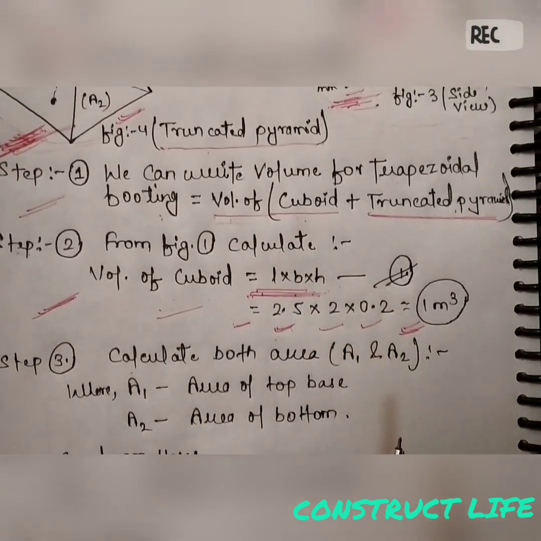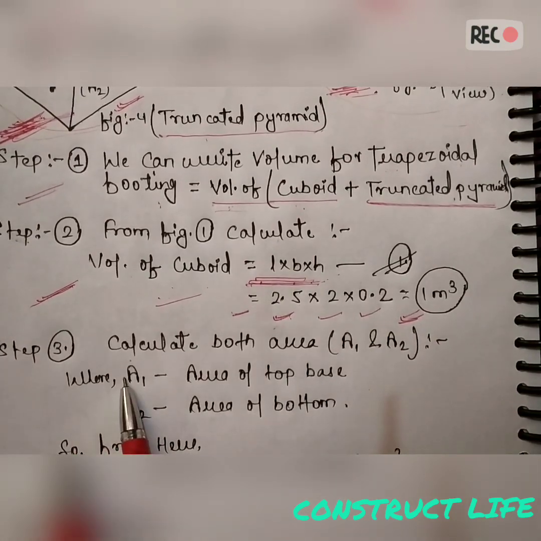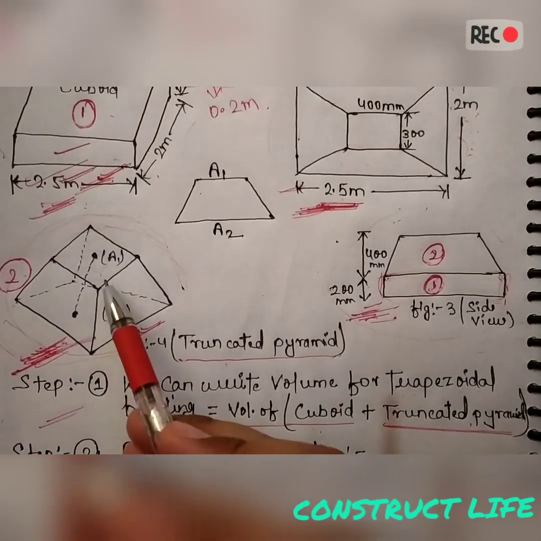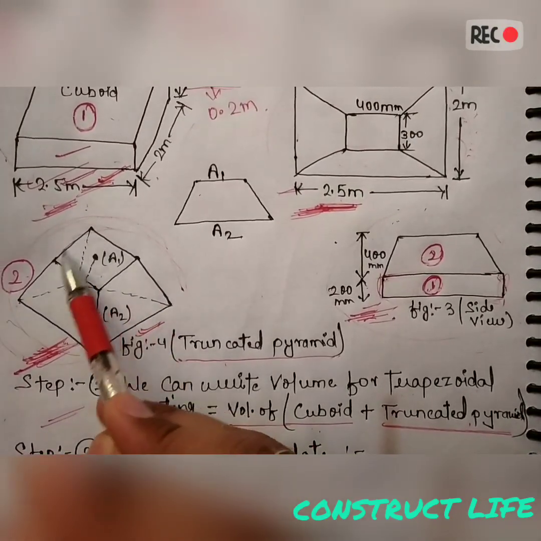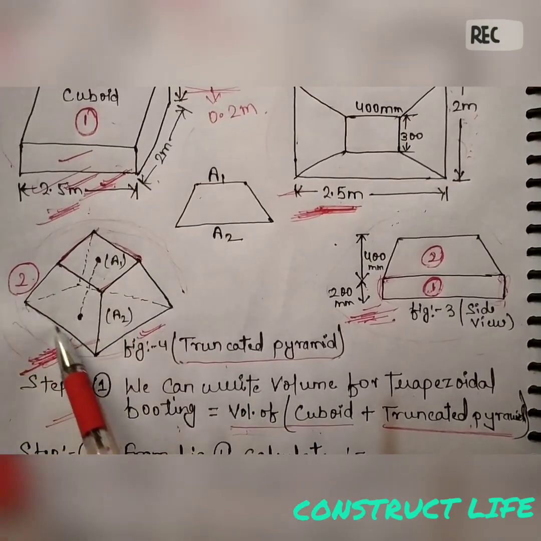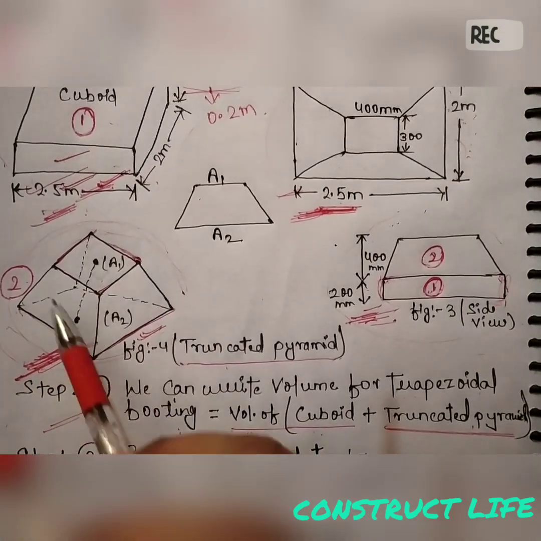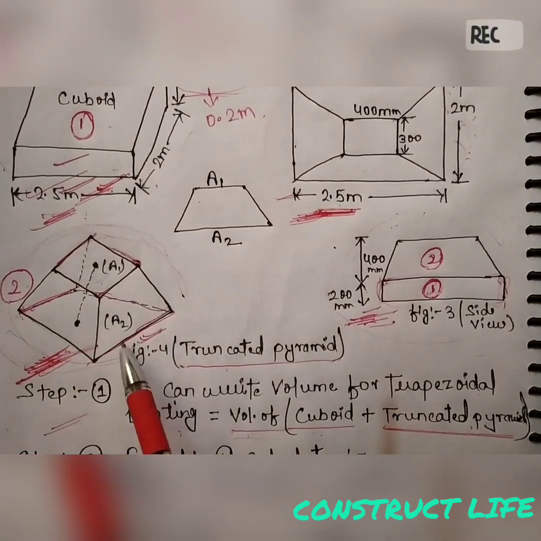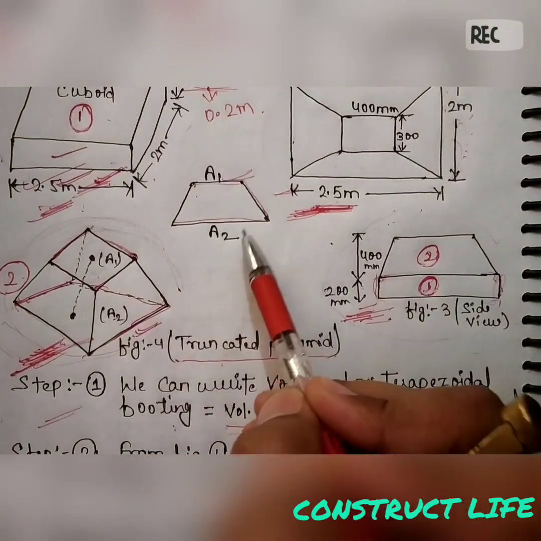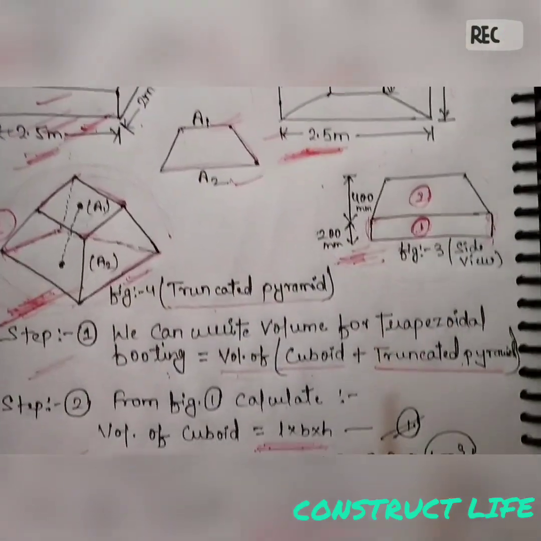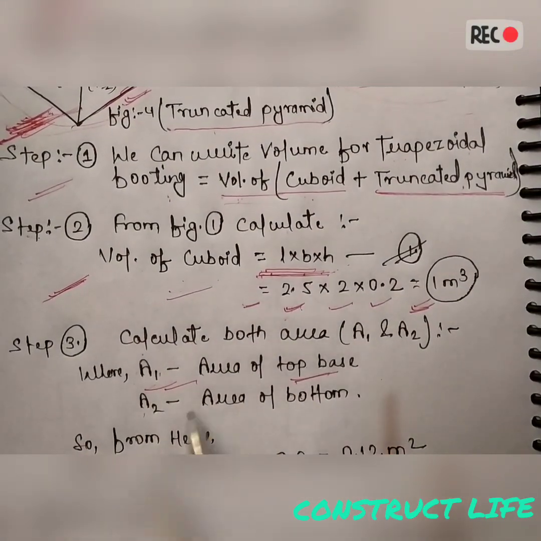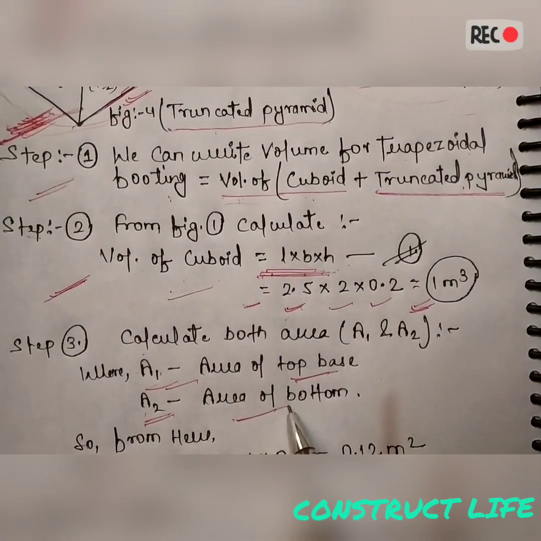Now in the third step, we are going to calculate the area part, that is area 1 and area 2. See, in this truncated pyramid, this top part is area 1, and this base part is area 2. I have drawn this by showing A1 and A2. So we are going to calculate these areas. Area A1 is the top base, area A2 is the area of the bottom base.